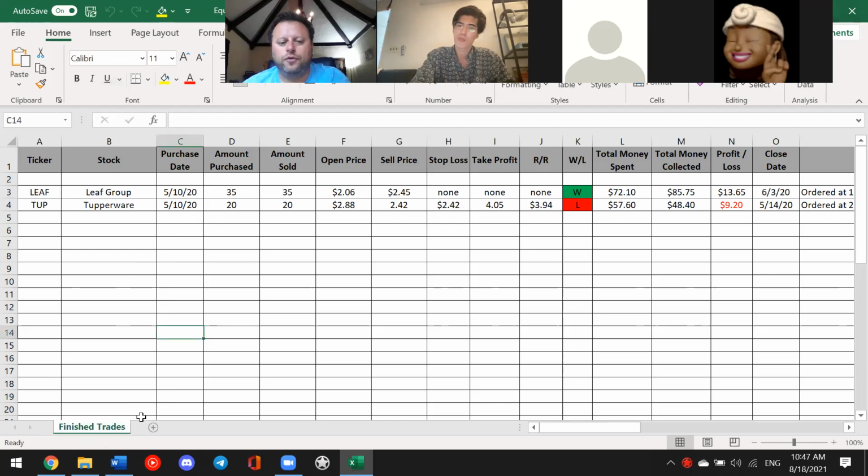And I probably have another one for current trades. So here's the ticker, like IBM, or Apple is AAPL. You need the ticker. Then I have the name of the stock, the purchase date. Some people do the purchase time. That might be important to see your own patterns. Are you making good trades at midnight and bad trades at 3 a.m.? It's good to see that. The amount purchased. So I purchased 35 shares of this company, Leaf. The amount sold, because that was later when I sold it.